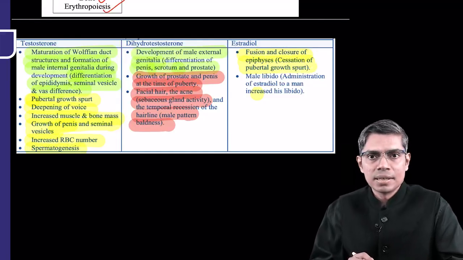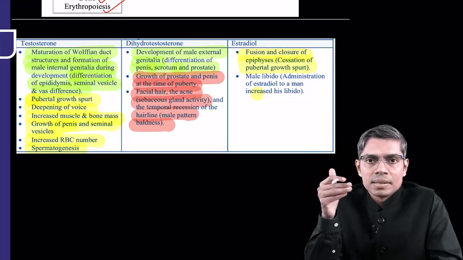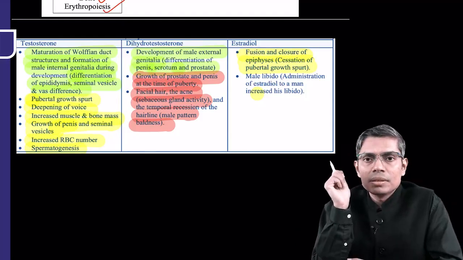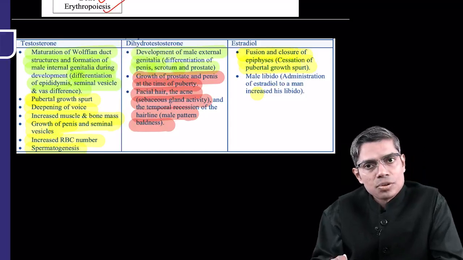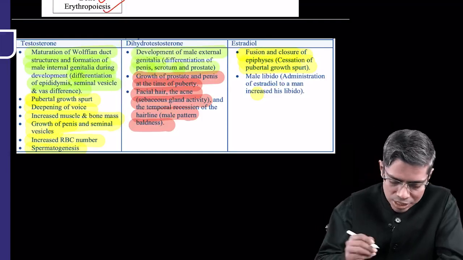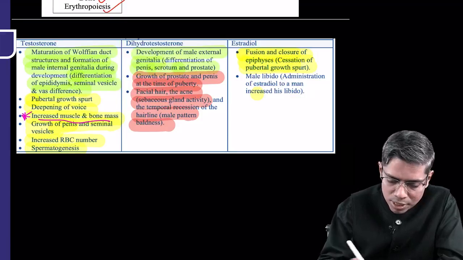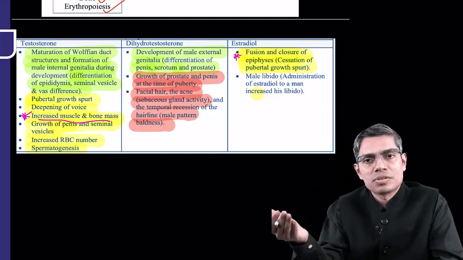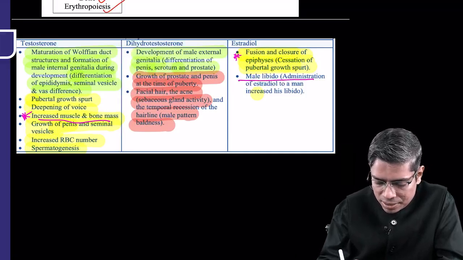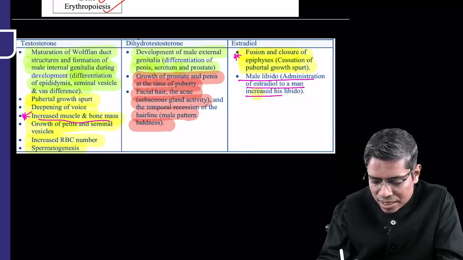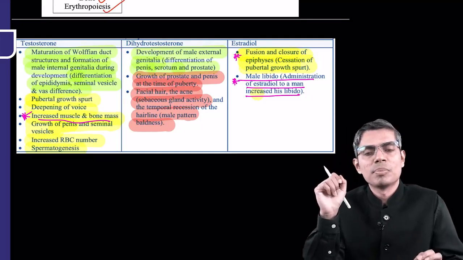Now the last one, the function of estradiol: it is responsible for fusion and closure of the epiphysis. Please note down, right? If you prevent the conversion of testosterone to estradiol, what will happen? There will be increased height of the person, because the epiphyseal closure is not going to happen, which is done by estrogen. So please note down, testosterone itself is responsible for the growth of the bones and muscle, but the closure of the epiphysis is done by conversion of testosterone to estradiol, right? As well as that, administration of estradiol to a man increases the libido. That's why I told you that estrogen also controls the libido of a male person.